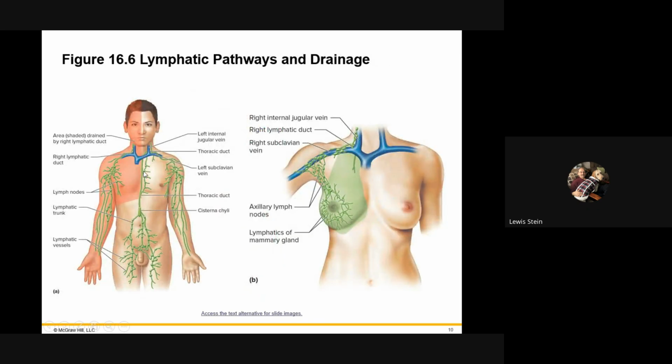Here you go. Now, this is a better illustration. So here's roughly the thoracic duct is here. So in this area, you can see the illustration. So this is the breast. This would be the right breast, and you can see draining.